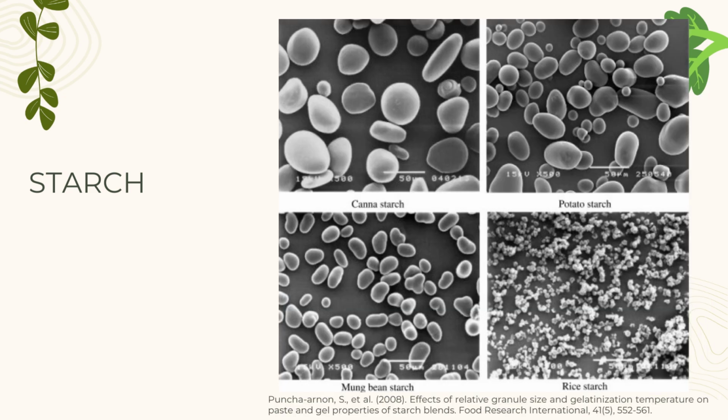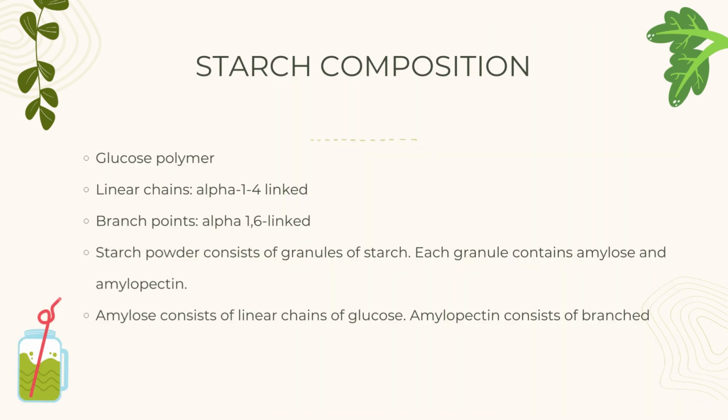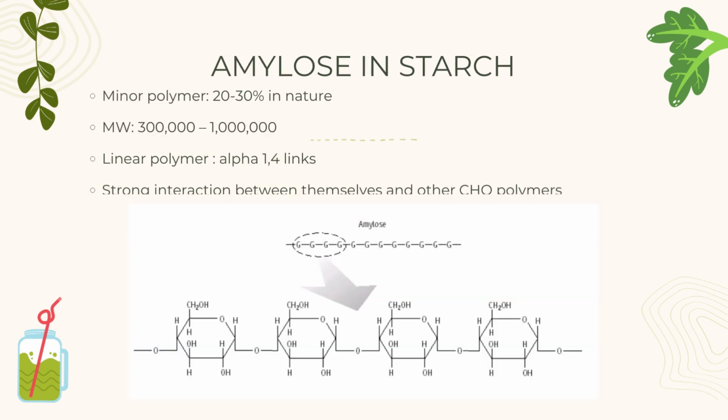Meanwhile, these figures show the shape and organization of starch granules from different types of starch under the microscope. The composition of starch: the monomer for starch is glucose, and it exists as a linear chain of alpha-1,4 linkage, which is the amylose, and also branched by alpha-1,6 linkage, which is the amylopectin. Amylose is the minor polymer in starch. It exists around 20 to 30% by nature.